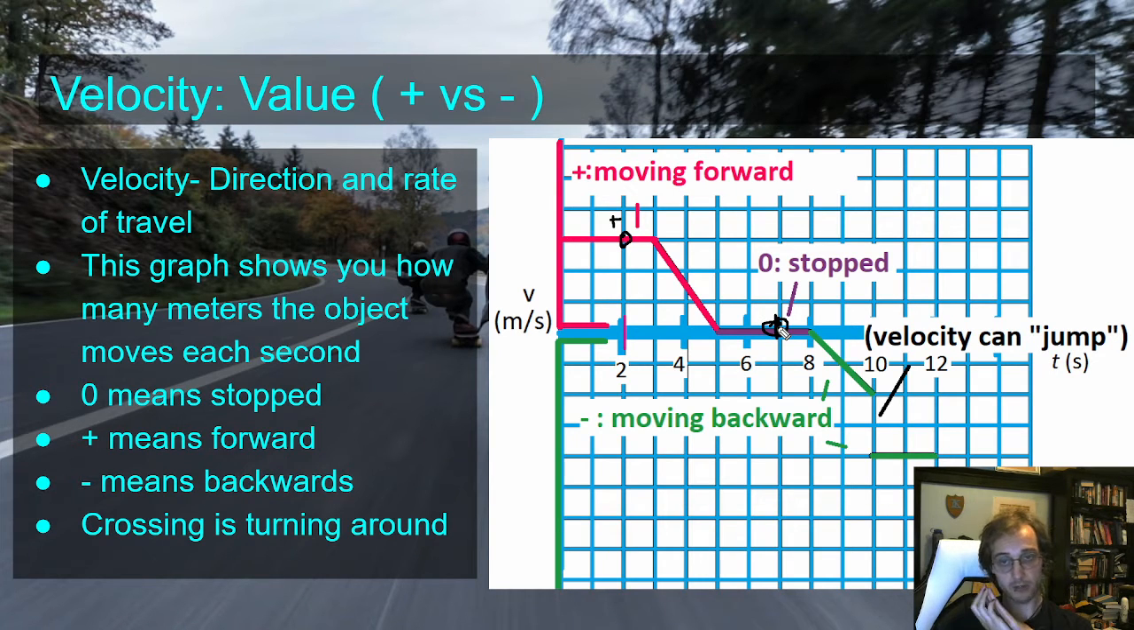In particular, one other thing is that because 0 is stopped and plus is forward and minus is backwards, if you go from plus to minus, the way you do that is by crossing the 0 line. So anytime it crosses the 0 line, that means that the object is turning around.